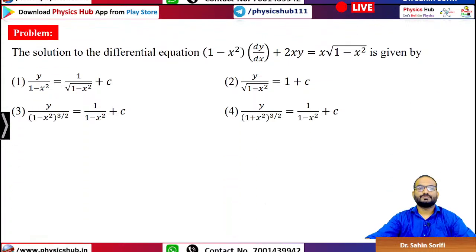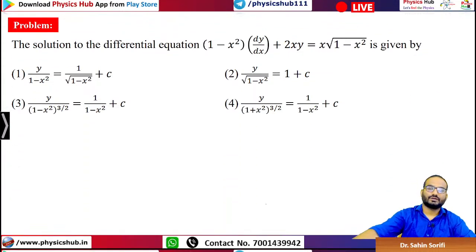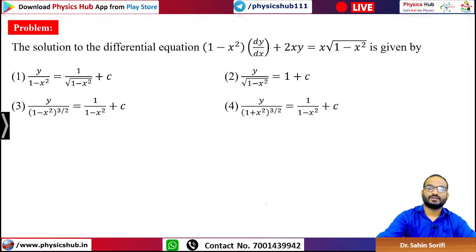Okay, now do this problem. The solution of the differential equation (1 minus x square) dy/dx plus 2xy equals x root over 1 minus x square is given by.